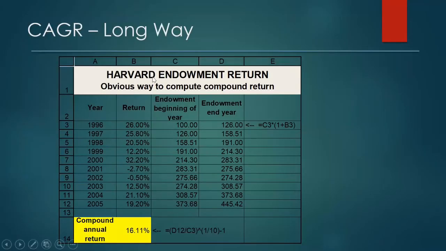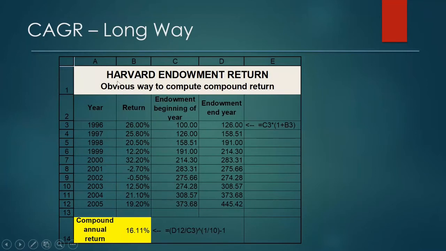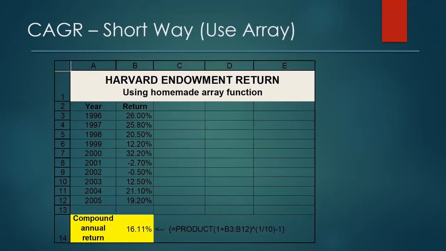There are 2 ways to do it. I call them the long way and the short way. The long way has to first extrapolate the yearly balance based on the yearly returns for each year, and then use the beginning balance and ending balance to compute CAGR. The short way simply uses the yearly returns and an array function to compute CAGR in one step. Let's open our class file so we can go through these computations together.